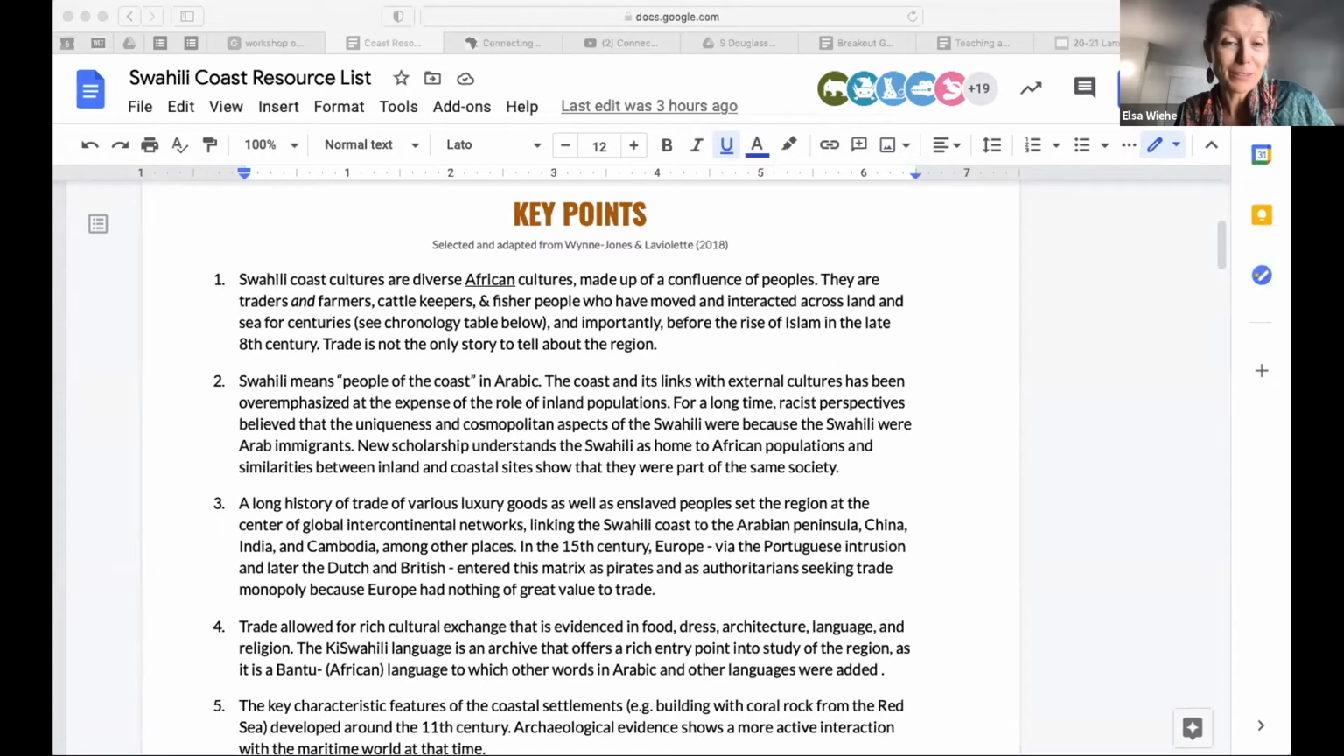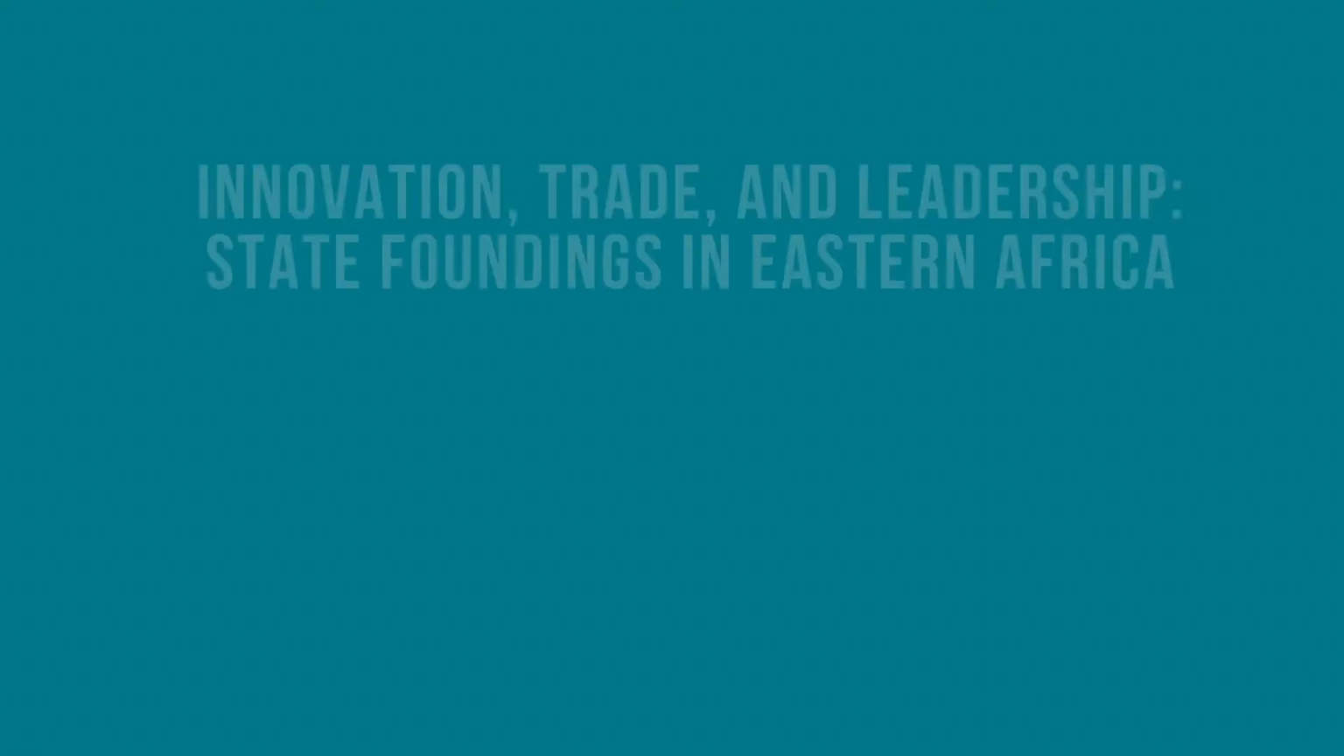Another important point for all of us to think about is whether trade is the only story to tell about the region, which I think tends to be the emphasis in schools. Our first speaker, Dr. Kusimba, has been very instrumental in challenging this kind of ingrained knowledge through his extensive and respected scholarship.